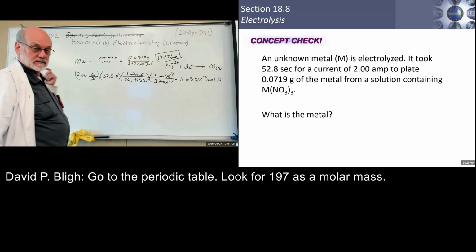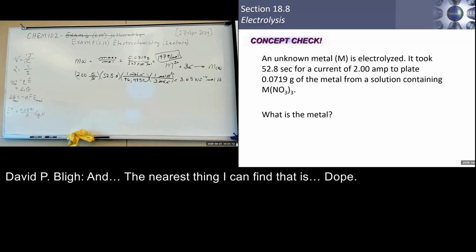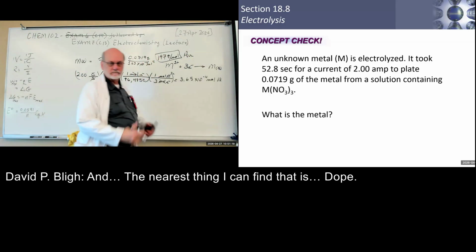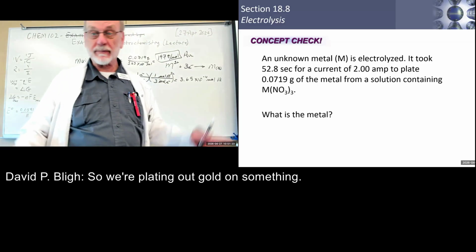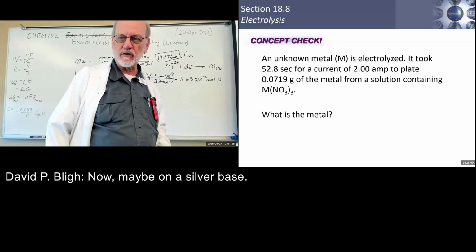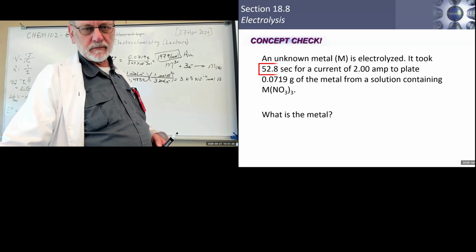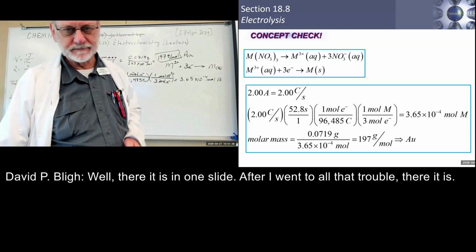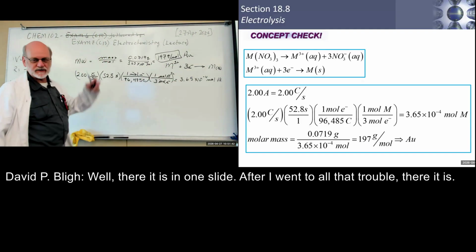Go to the periodic table. Look for 197 as a molar mass. And the nearest thing I can find to that is gold. So we're plating out gold on something. Now, maybe on a silver base or a copper base, who knows? Well, there it is in one slide. And after we went to all that trouble, there it is.